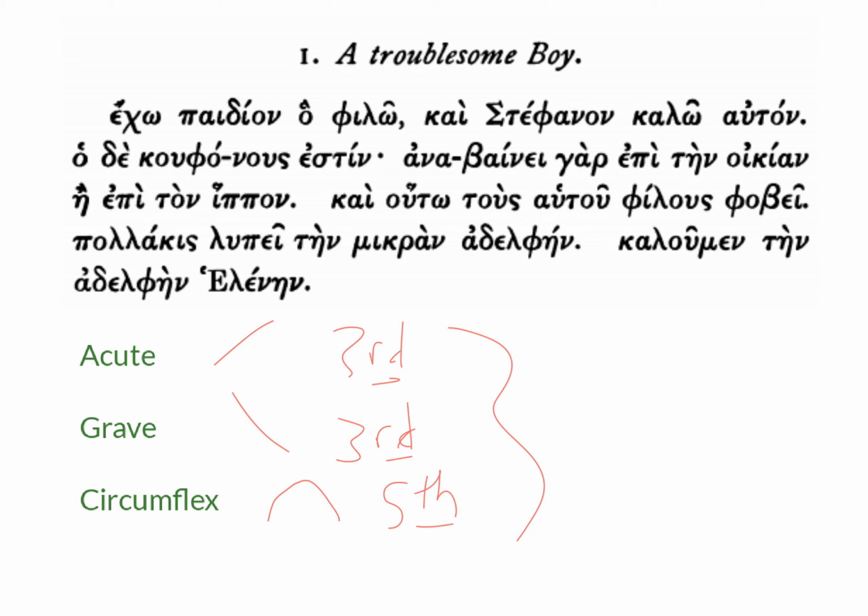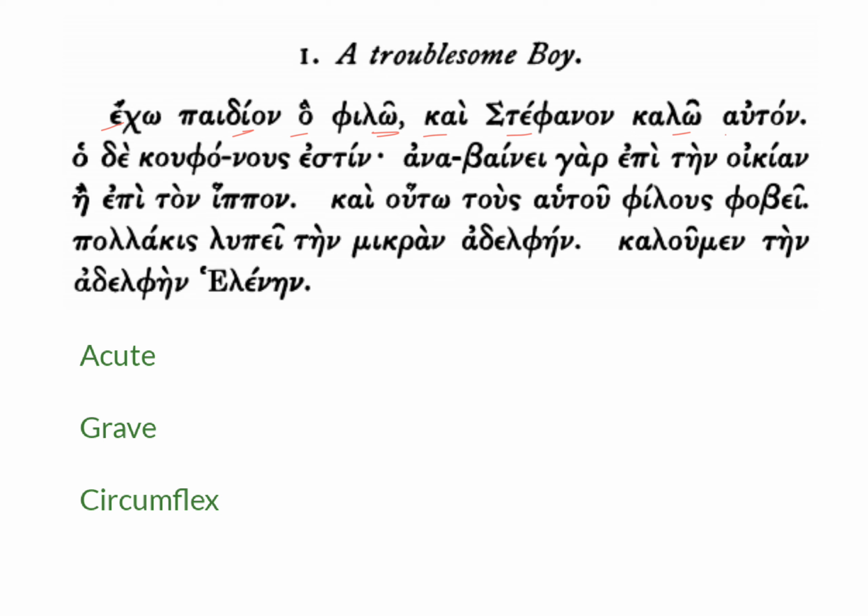Most Greek speakers and teachers use the accents as stress, what is called ictus, adding stress or accent, as in accented languages like Spanish or English, although the accents are not written there. Because this tonality is either difficult or impossible to imitate, my own pronunciation goes based on stress. So I say kopidion, ha, philo, kai, stephanon, kalon, auton, ha, de, kuphanos, estin, etc.